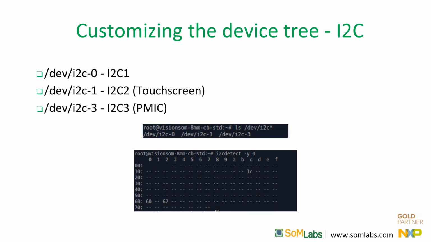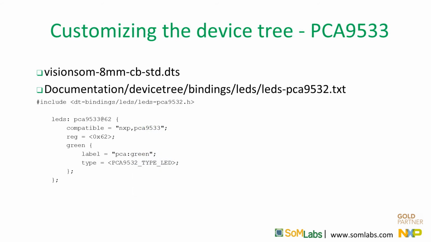Building an image with the described changes would result in the appearance of a new file, so the dev I2C0 representing the I2C1 interface. The other two are already defined in the device tree and are used for the power management chip and the touchpad if connected. The devices attached to the bus can be checked using the I2C detect tool, which shows all the active addresses on the selected bus.